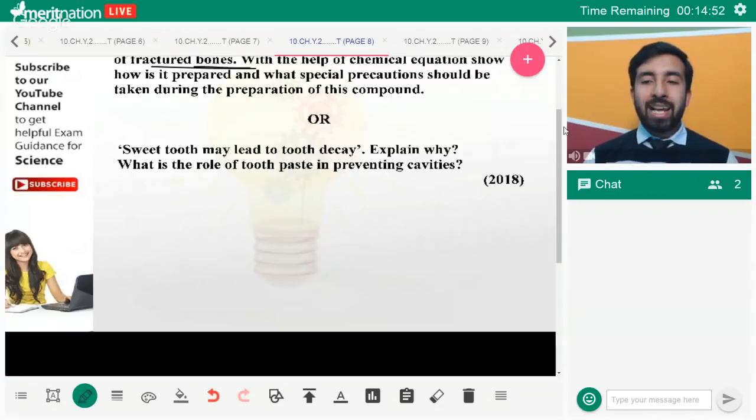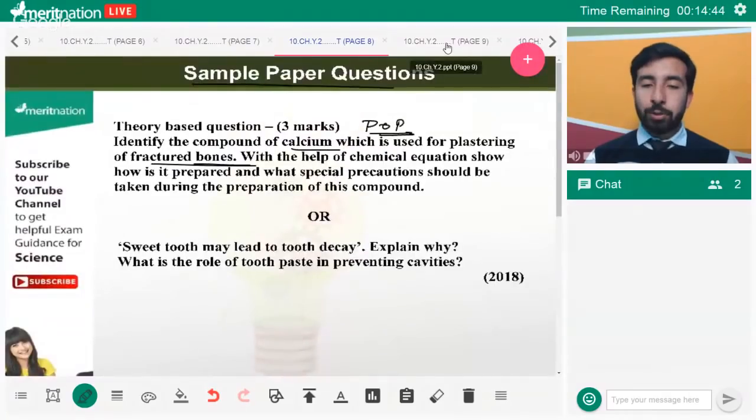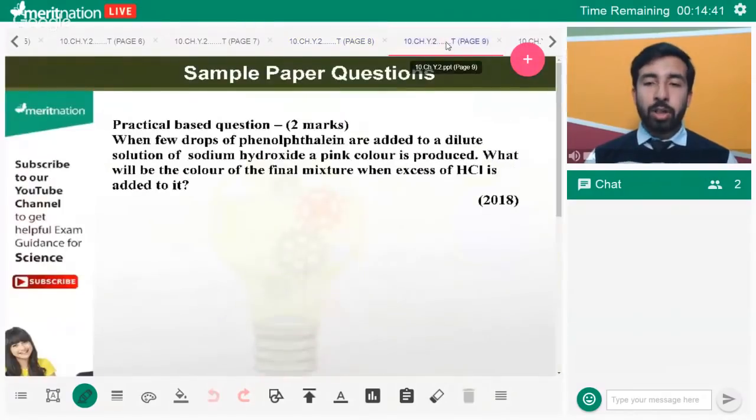So to neutralize that, we use basically the toothpaste, which is generally a base. Exactly, toothpaste is a base. So this was about your theory-based question.